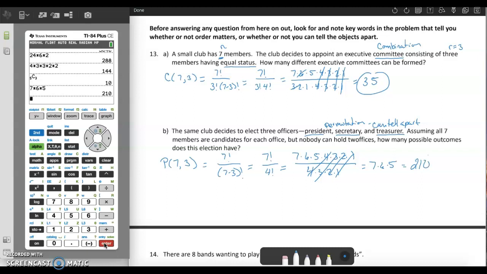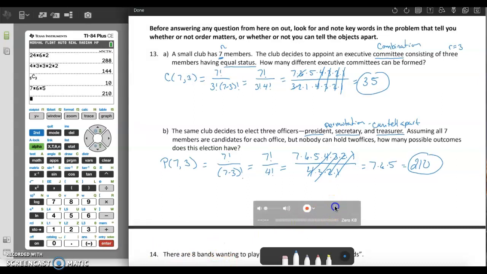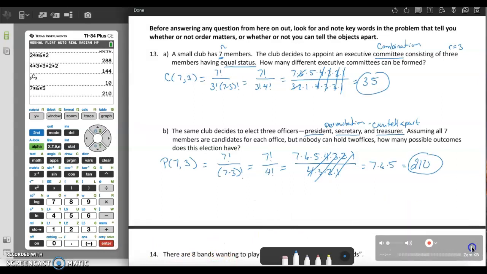So many more different ways to pick 3 people if the order matters, or if you can tell them apart, than there is if you cannot tell them apart. Big difference between doing a combination and a permutation, so you can see how important it is for you to just make the correct decision up front about which one of these you're doing.